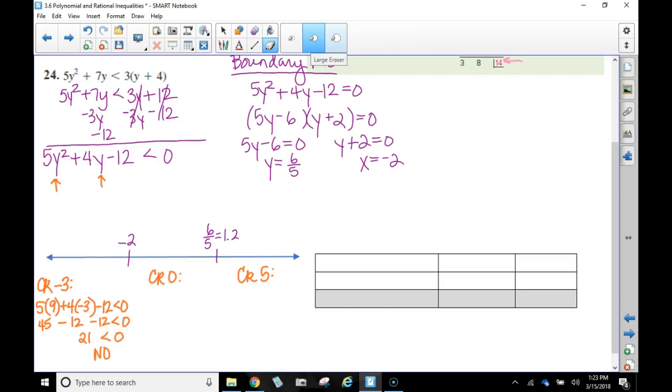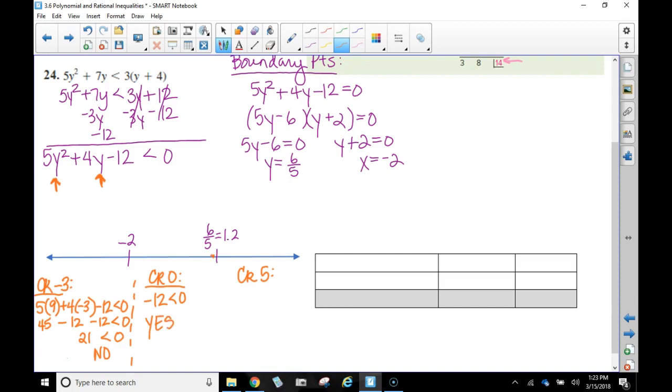So that tells me that this portion of my number line over here is not part of my solution set. Nope. Okay? Now, this is why I love checking a 0. Because when we go back up here and put a 0 in for y, oh my gosh, that's so easy. 5 times 0 plus 4 times 0 is just 0. So we would end up with -12 and bring down the less than 0. And you know what? That's a true statement. Yes.